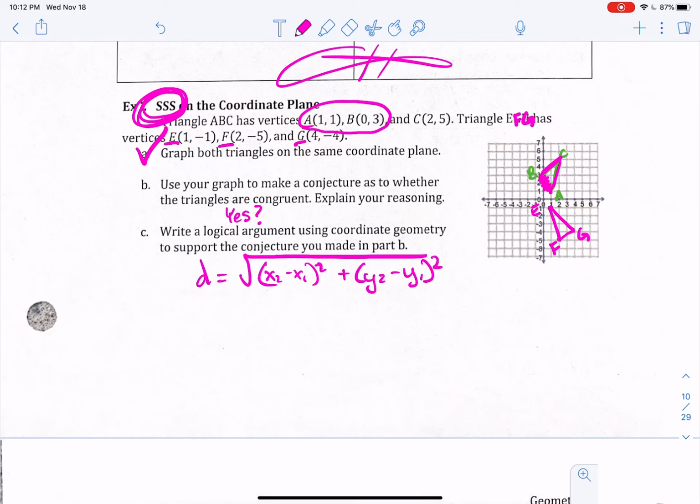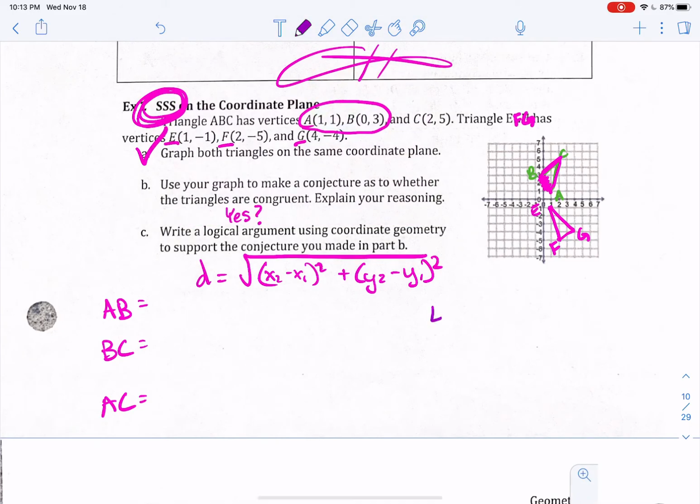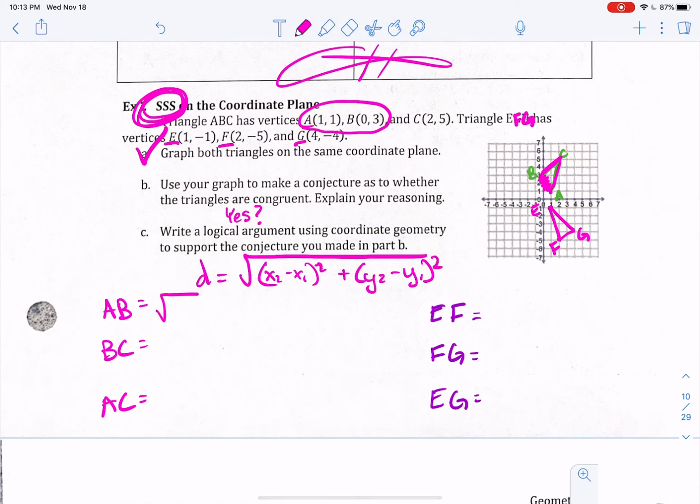So what I'm going to do is I'm going to find, and this is the stinky part, the distance from A to B, the distance from B to C, the distance from A to C, okay? And I'm going to see if those three distances match what I get when I do the distance from E to F, from F to G, and from E to G. No. E to F, F to G, E to G. Yeah, that's what I want. Okay? So we're going to do each one of these distances. All right. So let's hop back over and let's do our A's first.